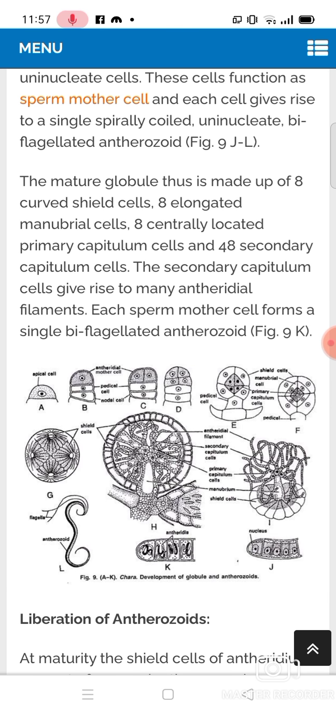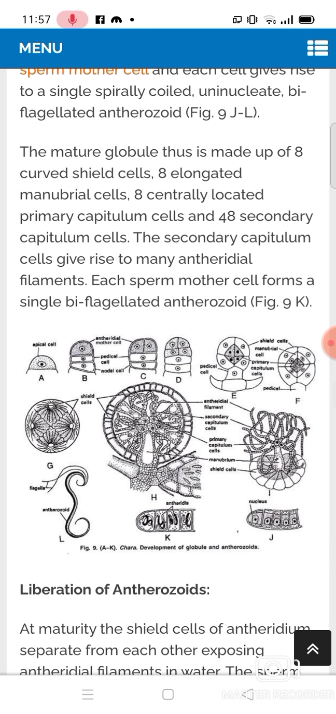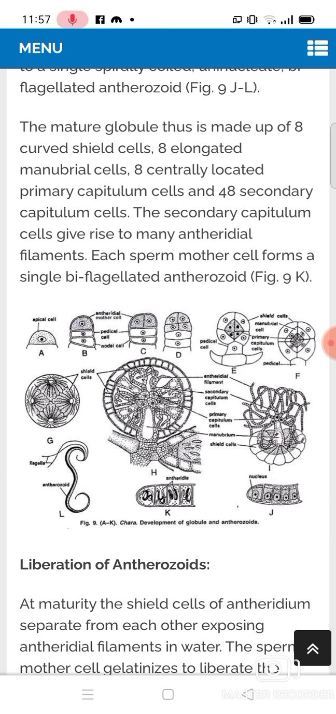The mature globule is thus made up of 8 curved shield cells. When the mature globule, or the mature male reproductive structure, is formed, it is made up of 8 curved shield cells, 8 elongated manubrial cells, 8 centrally located primary capitulum cells and 48 secondary capitulum cells. So after a lot of cell divisions, when a mature globule is formed, it has the amount of cells mentioned here.